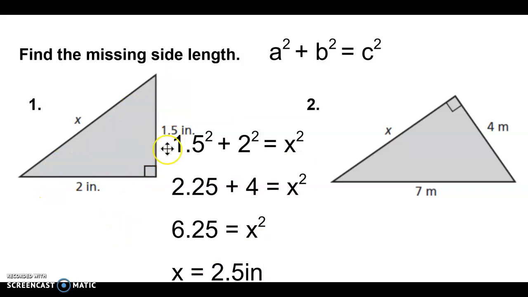And so I just applied the Pythagorean theorem. I added the two sides that are touching the right angle. I squared them, added them together, and that gave me the square of my unknown.